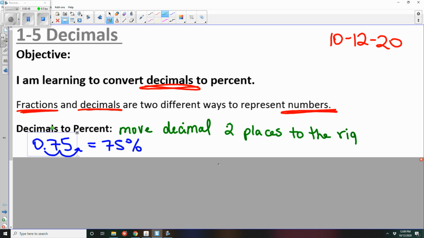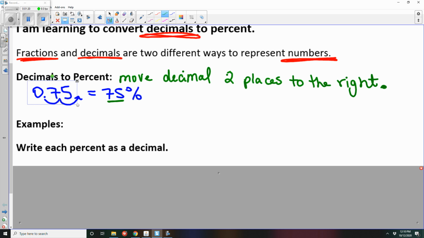Does anybody in here remember maybe a different way? You can do it multiple different ways. I like moving the decimal. This is my favorite. Does anyone remember another way that's maybe grade school? You can also multiply it by 100 because 0.75 times 100 would also give you 75 because the percent's 100%. So you can times it by 100, but I prefer to just move the decimal 2 places to the right.